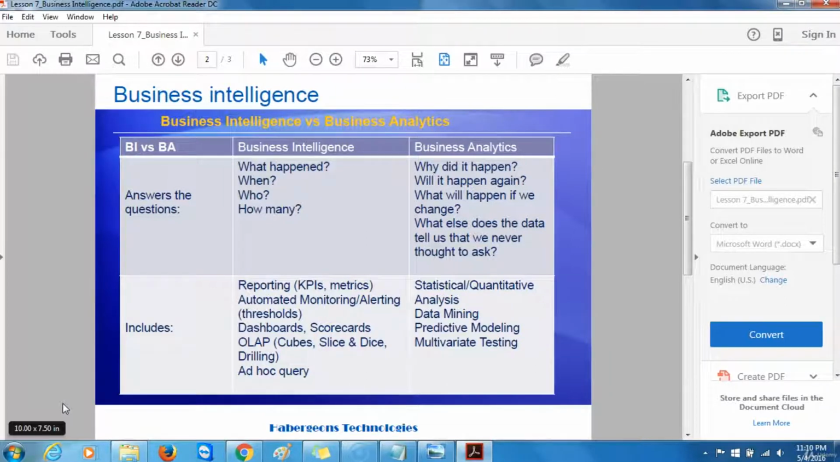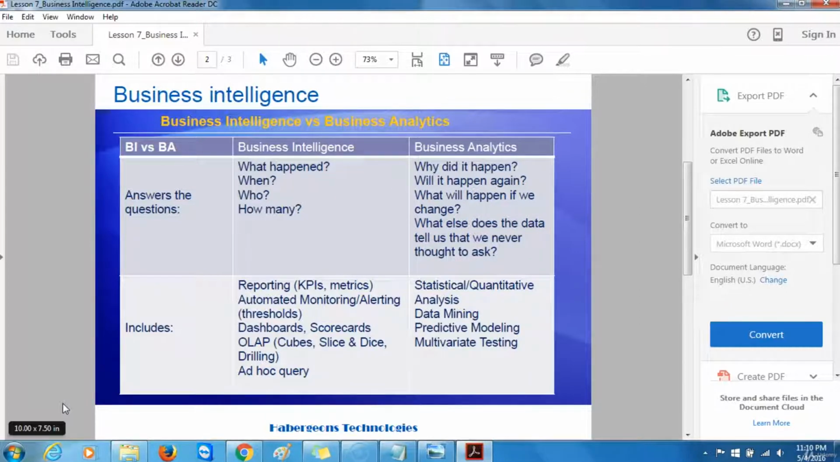On the contrast side, business analytics will pose questions such as: why did this particular event happen? These types of questions generated from the business analytics perspective are more investigative. Will it happen again? What will happen if we change? What else does the data tell us that we never thought to ask?